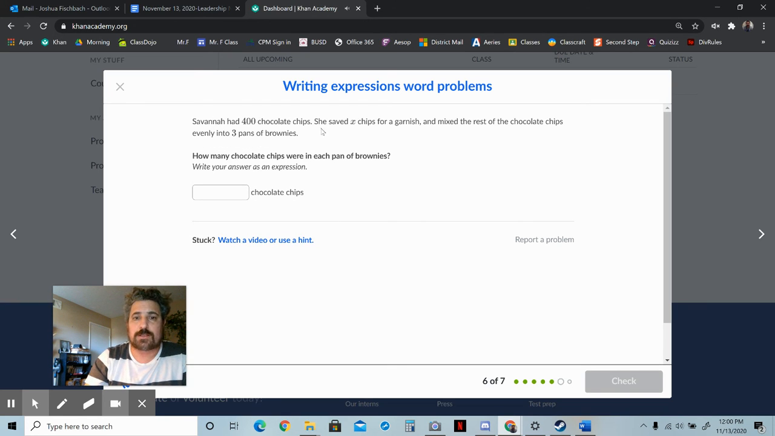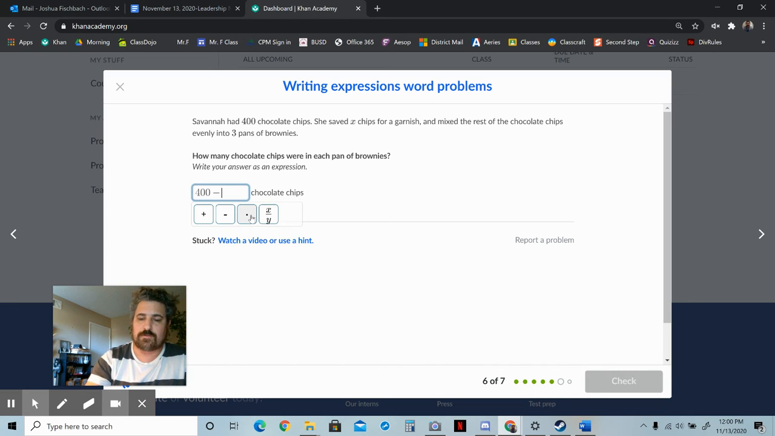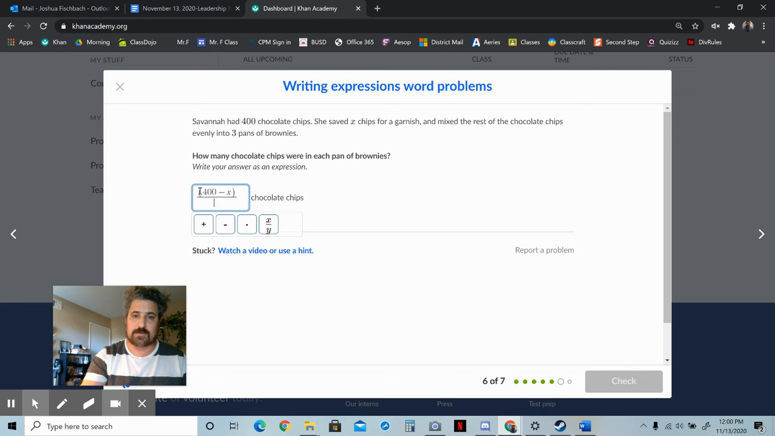Savannah had 400 chocolate chips. She saved X chocolate chips for garnish and mixed the rest of the chips evenly into 3 pans of brownies. So she's saving X chocolate chips. That means that out of the 400, she's going to remove X, the ones she saved. But then the remaining ones that she didn't save, 400 minus X, are going to get spread equally amongst 3 different trays of brownies. So we're going to take that and divide it by 3. And that would be your answer.